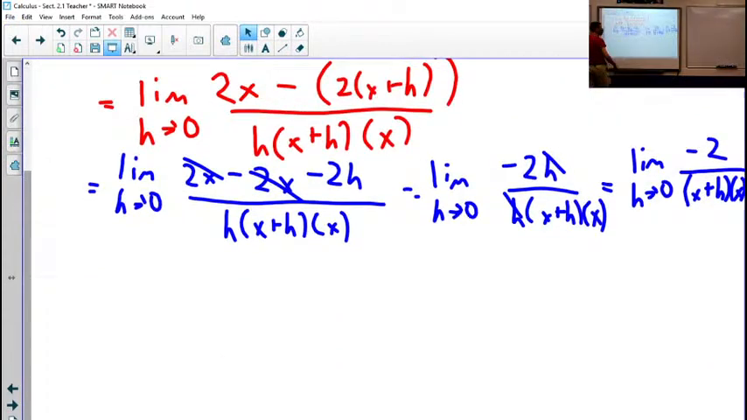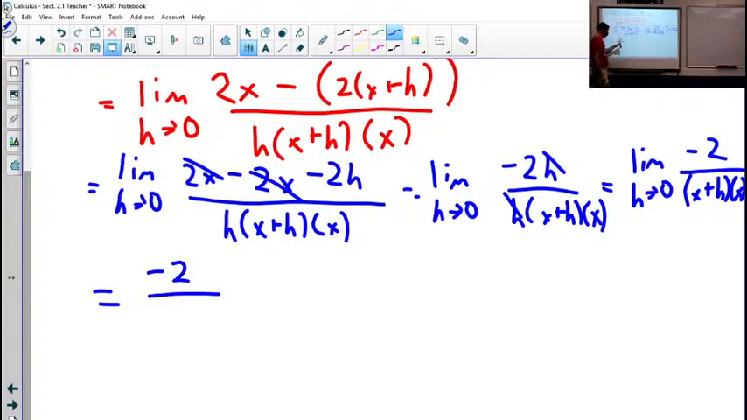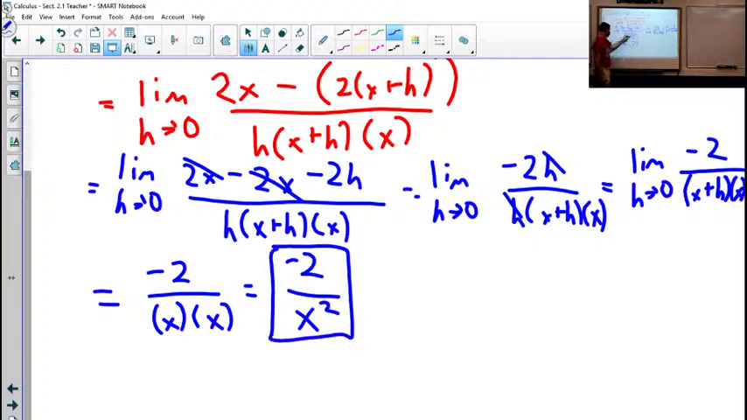Now that I have those h's canceling on top and bottom, I can plug in 0 for h. Negative 2 over, we have an x plus h, so x times x. And x times x is going to be x squared. So that is our function for the derivative. f prime of x is going to be negative 2 over x squared. And we'll talk about why that is tomorrow. We'll get the power rule.